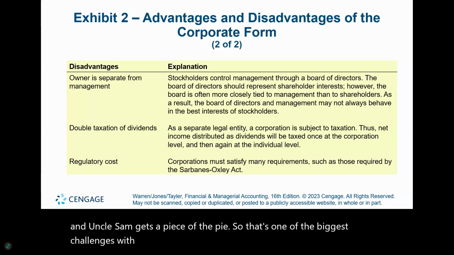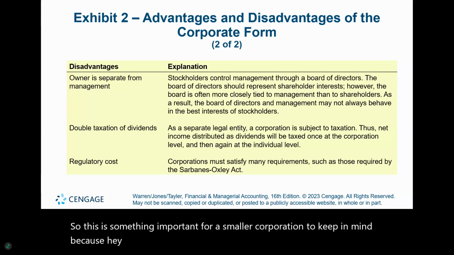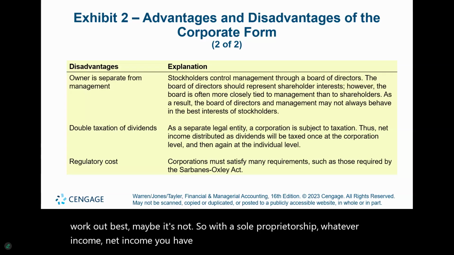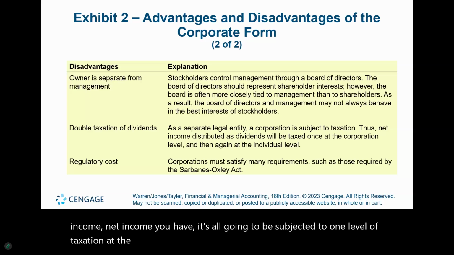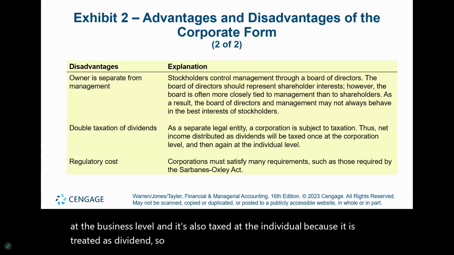So this is something important for a smaller corporation to keep in mind, because it ultimately all depends on the situation. Maybe this will work out best, maybe it's not. With a sole proprietorship, whatever net income you have is subjected to one level of taxation at the individual level. But with a C corporation, it's taxed at the business level, and it's also taxed to the individual because it is treated as a dividend. So something very important to keep in mind.